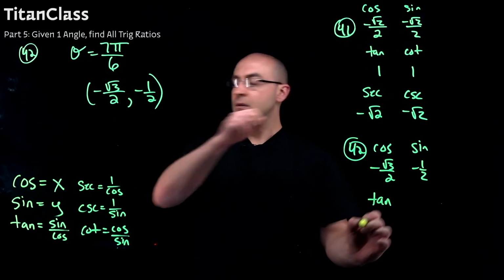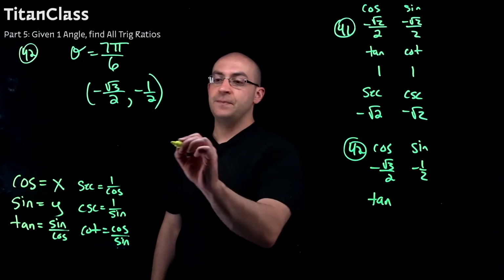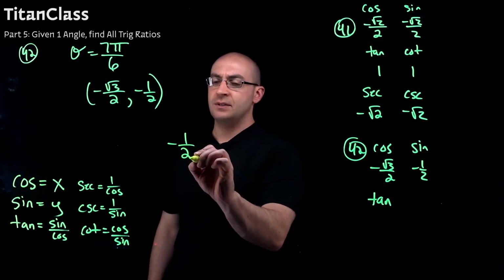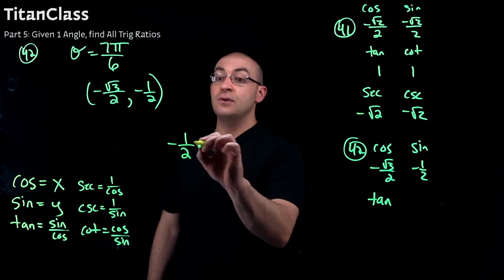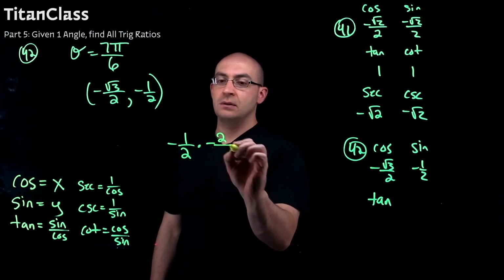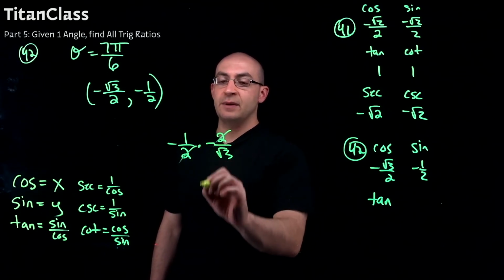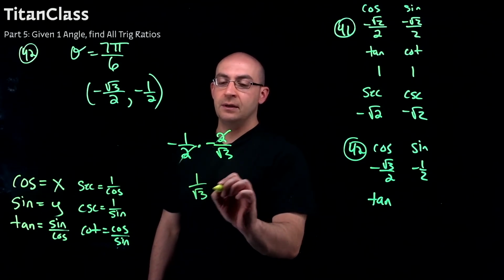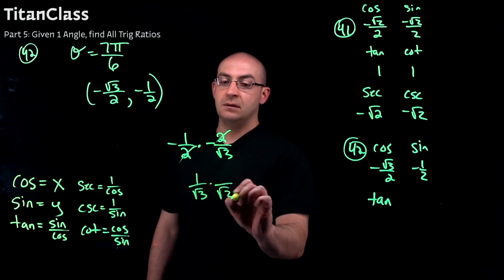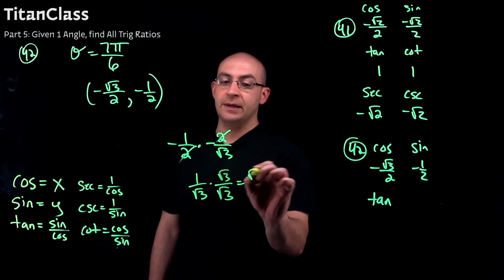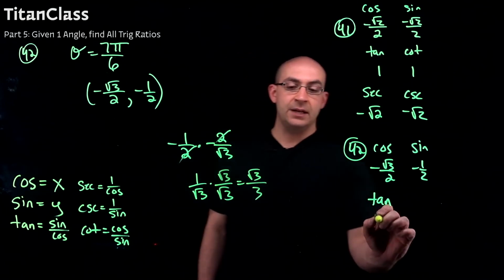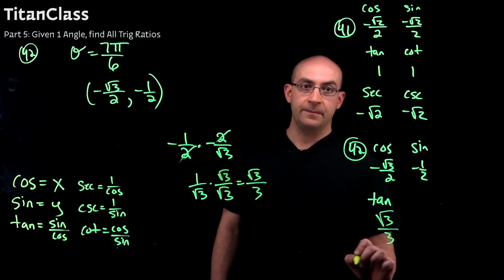Tangent, sine divided by cosine. So I'm just going to shortcut this. This is negative 1/2 times the reciprocal of cosine, right? Because I'm just flipping it. 2 and 2 cancels out. It's going to be a positive value. This is 1 over root 3. Again, I am rationalizing the denominator. I'm going to get root 3 over 3. So tangent is the square root of 3 over 3.